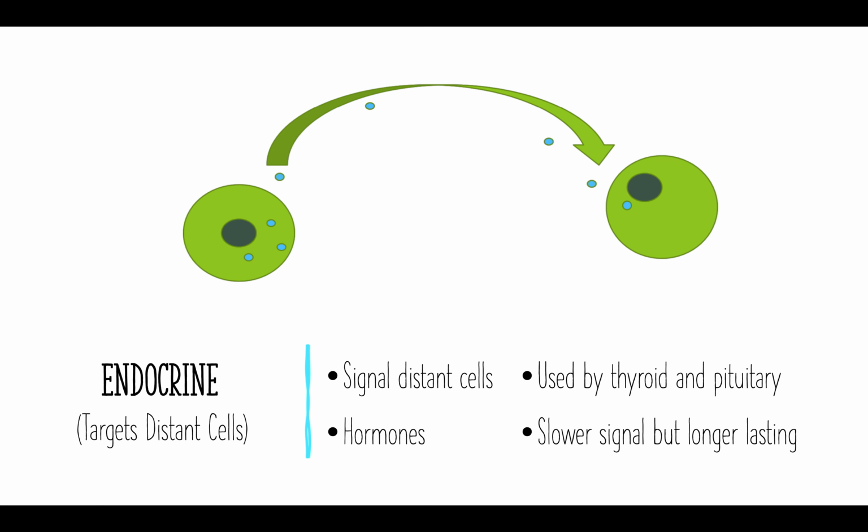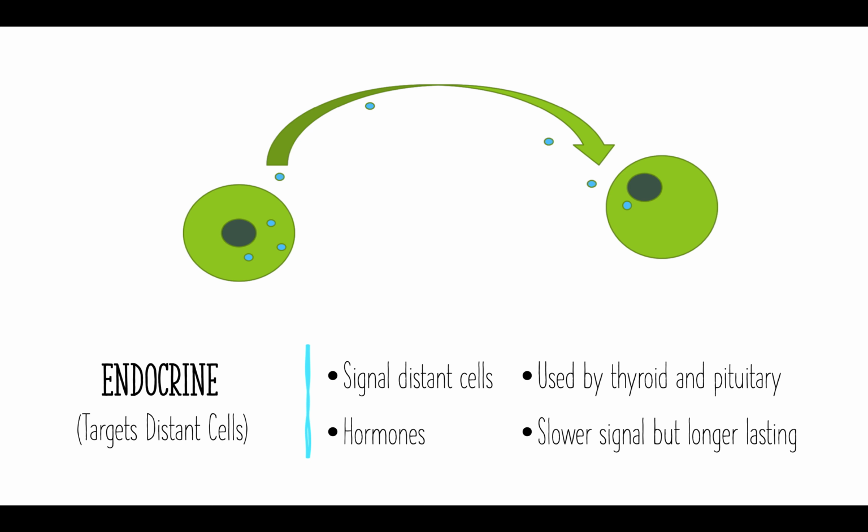So the fourth type of cell signaling we're talking about is endocrine signaling, and endocrine signaling targets distant cells, and this can mean cells in completely different parts of the body. So this sends signals to distant cells using hormones. It's, for example, used by the thyroid and pituitary gland, and it's a slower signal, but it's longer lasting once it takes place. So the signal obviously takes longer to get to the second cell because it's a longer distance, but it is a long-lasting effect.